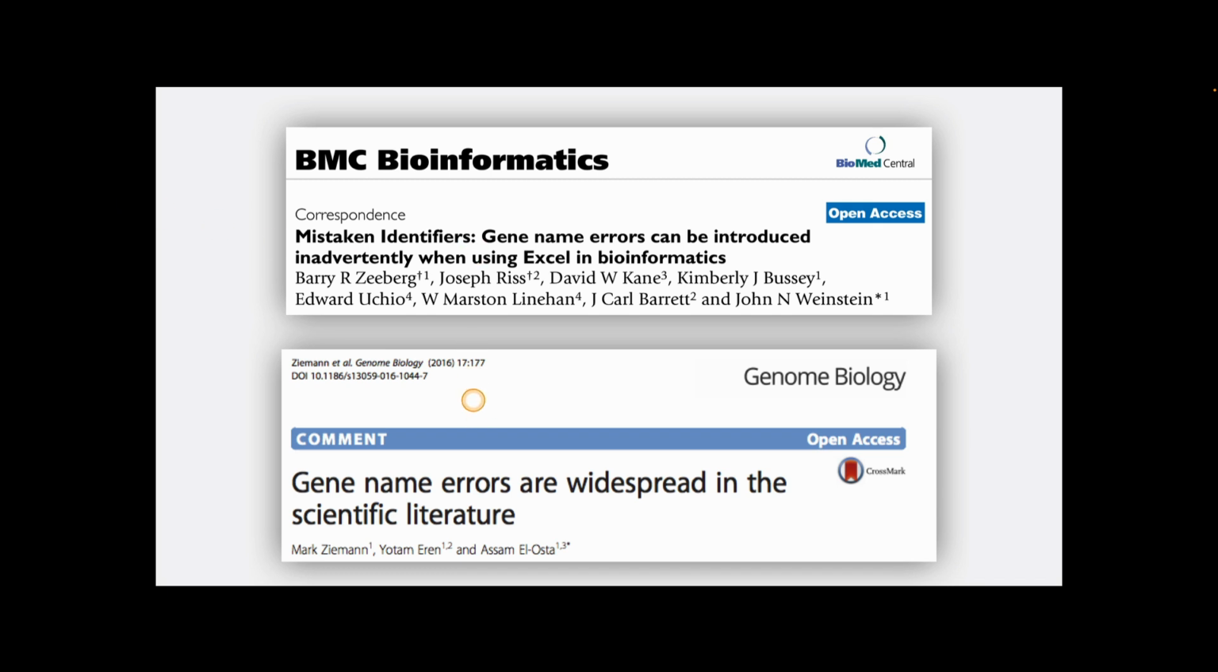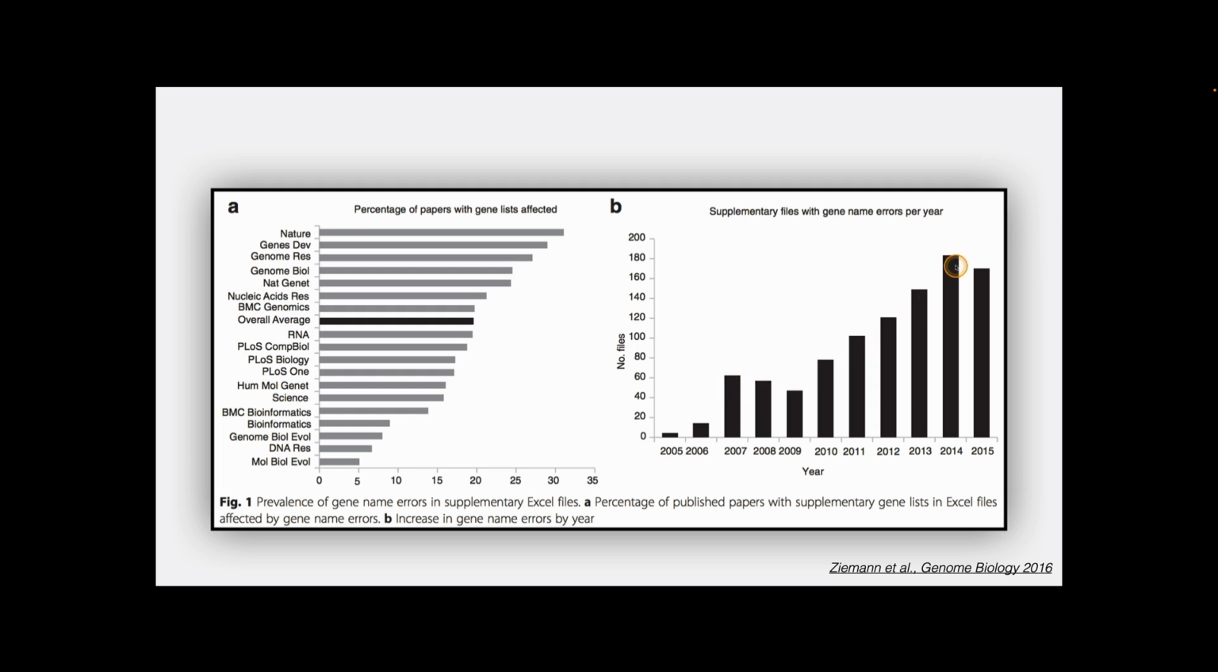Here are two examples, essentially just saying that this is an issue that's widespread. We see increasing numbers of supplementary files with mistaken gene symbols that have been corrupted by Excel. This is likely due not to people making more mistakes, but just the fact that as we've gone through the last decade or so, we're seeing a tremendous increase in the amount of sequencing data in general, and of course a lot of that ends up in supplementary files. And you can see that there's really no particular journal that's spared from this. In fact, some of the most prestigious journals are also the most egregious in terms of the prevalence of gene name errors.